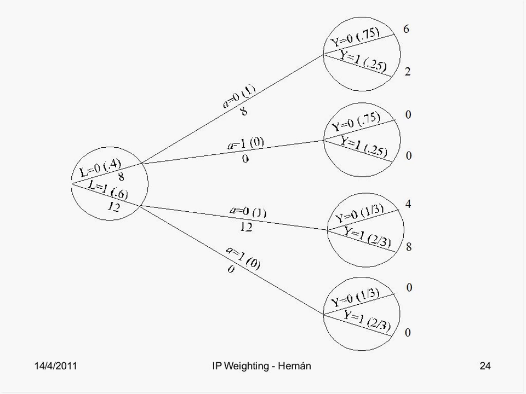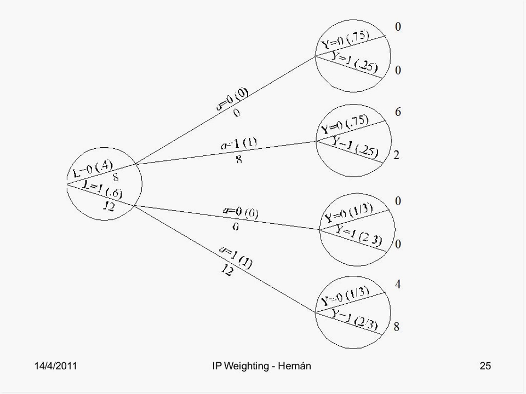We can play the same game to see what would have happened if everyone had received a heart transplant. I'm going fast here, but people who want to look at this can do so at their own leisure. If everyone had been treated, then I would have 12 people here and 8 people there.